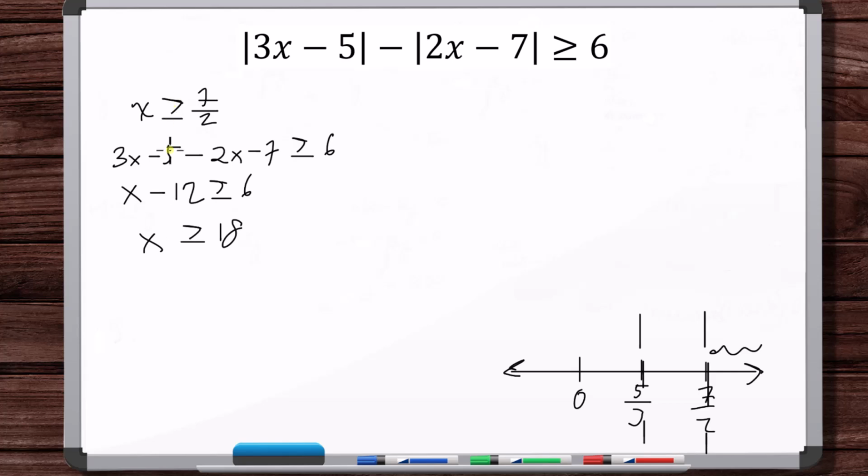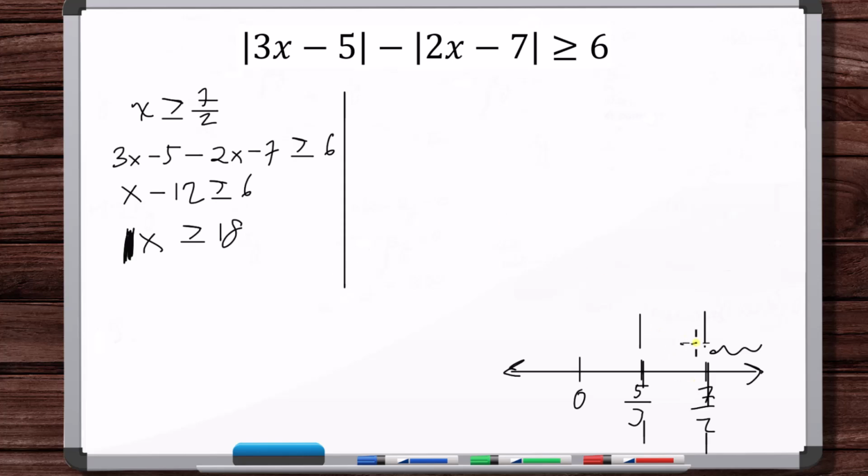Where do these overlap? x is greater than or equal to 7 halves. x is greater than or equal to 18. They overlap with anything that's greater than or equal to 18. Okay? So now, all right.